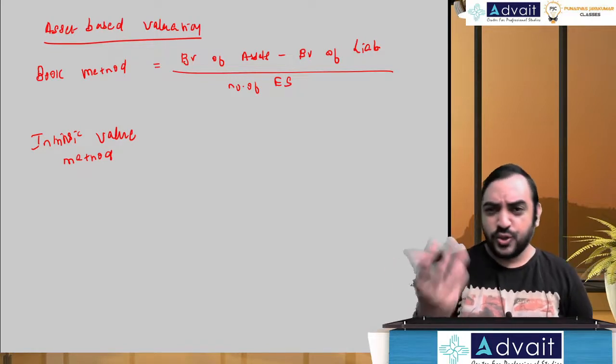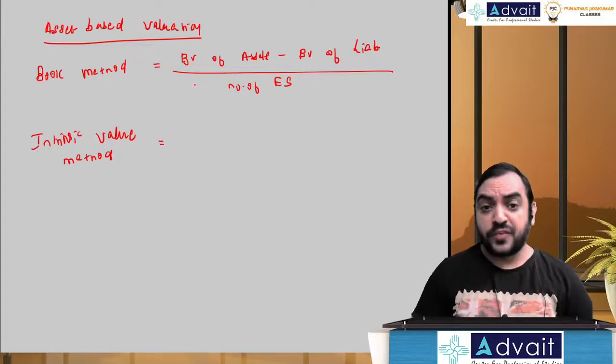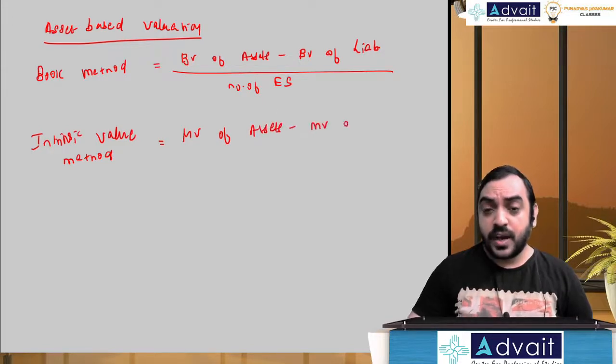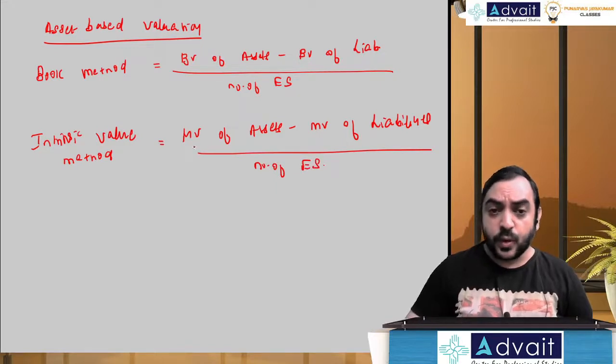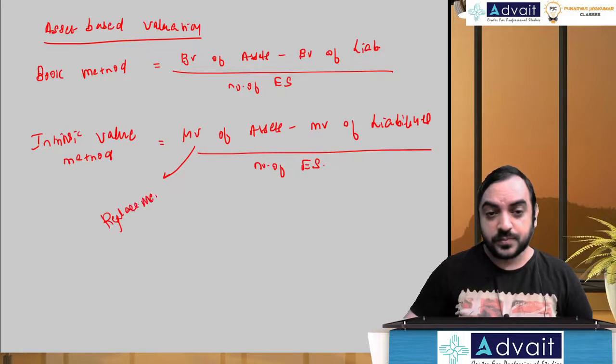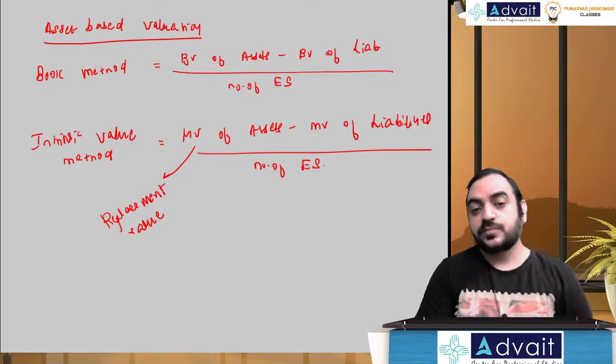Example I did not give you, you would already know it. Intrinsic value method. Instead of book value of assets, we will take market value of assets minus market value of liabilities divided by number of equity shares. Or some people also call this as replacement value method. Some people also have this method, replacement value.